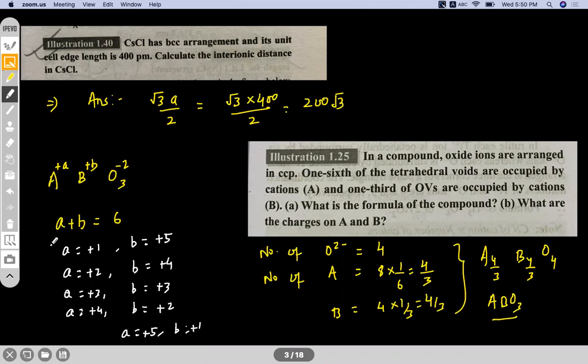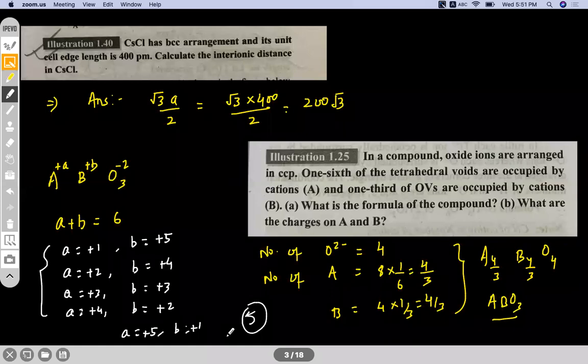Now in this, till now they haven't asked, but they can ask you a numerical value question on this. The number of possible charges on A and B, so that the crystal is neutral. So suppose this question is an integer type, then the answer for the second part would be 5. So they can frame integer type questions from this.